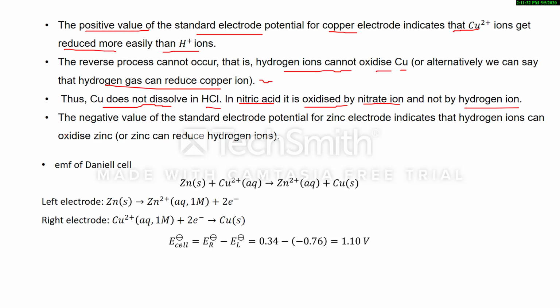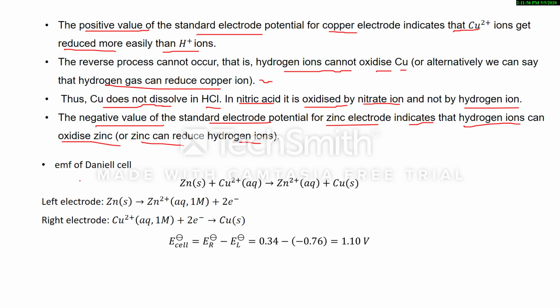What is the meaning of the negative value of the standard electrode potential for the zinc electrode? It indicates that hydrogen ions can oxidize zinc, or we can say that zinc can reduce hydrogen ions. That's why zinc liberates H2 gas when treated with dilute acids.